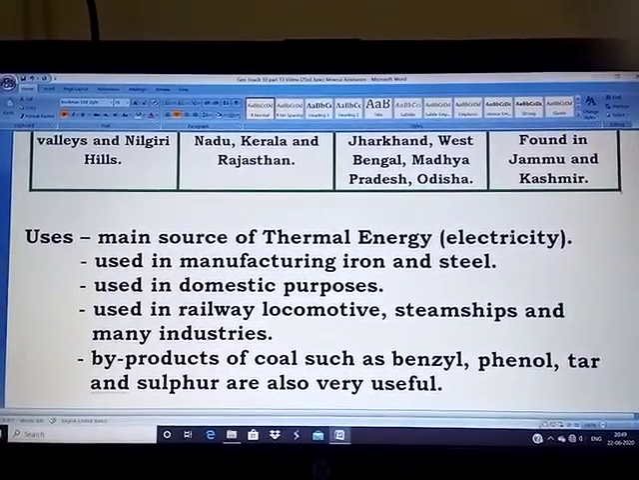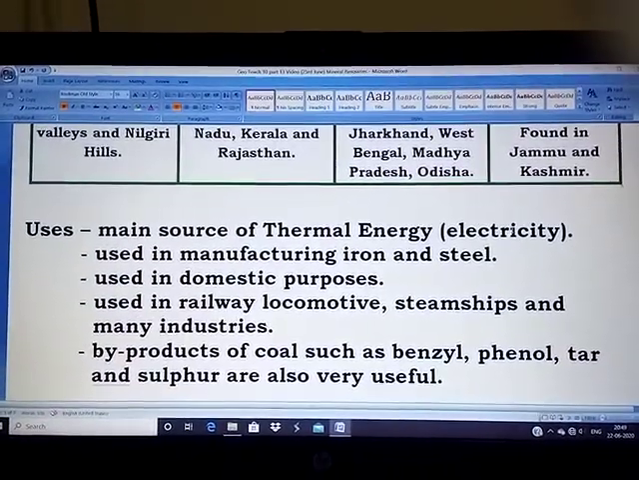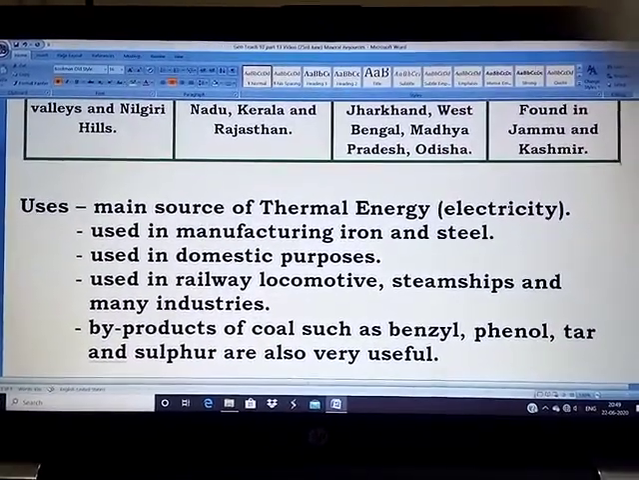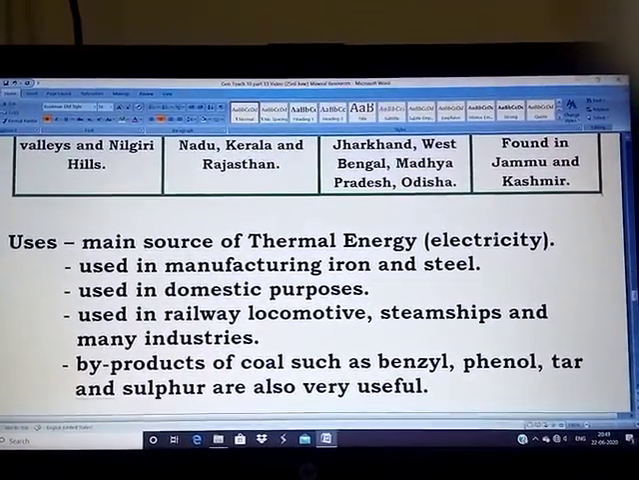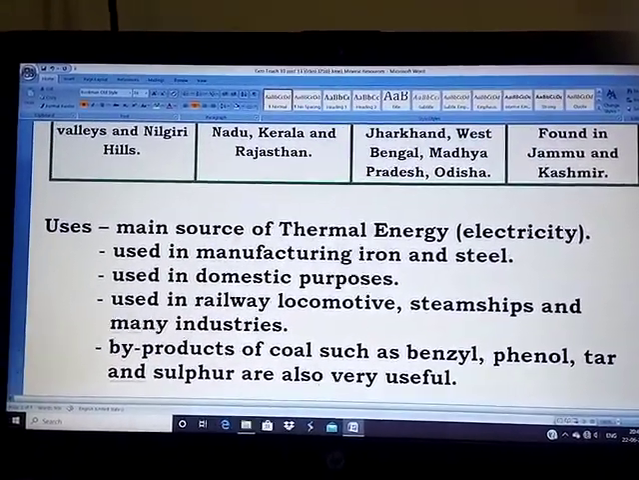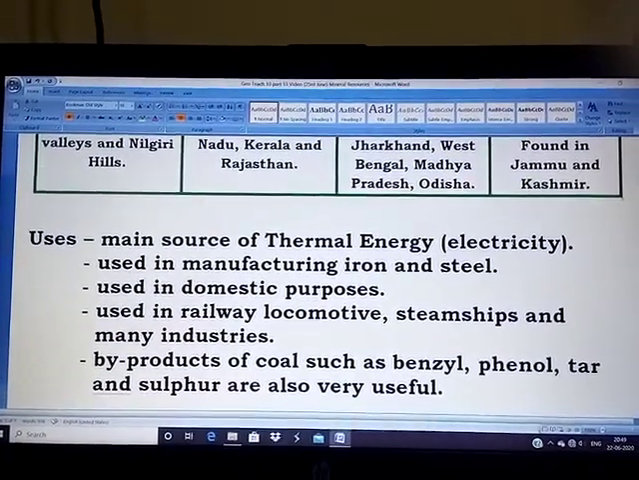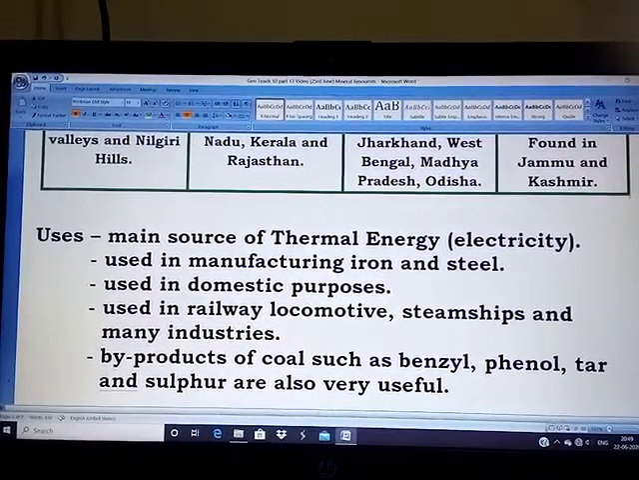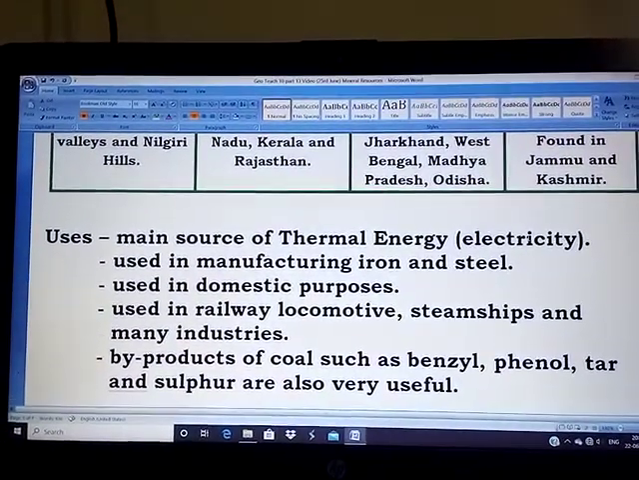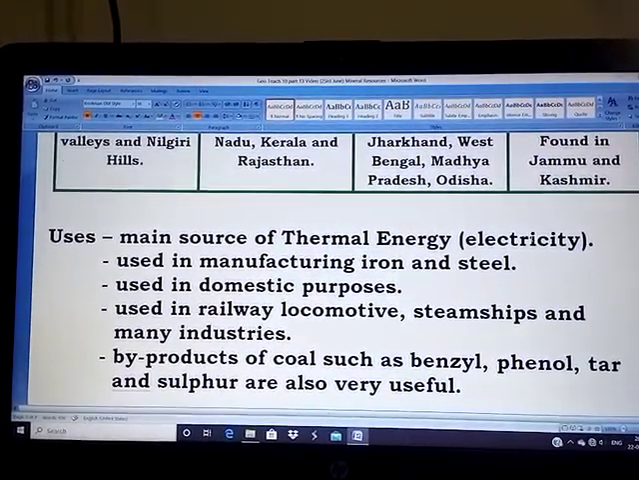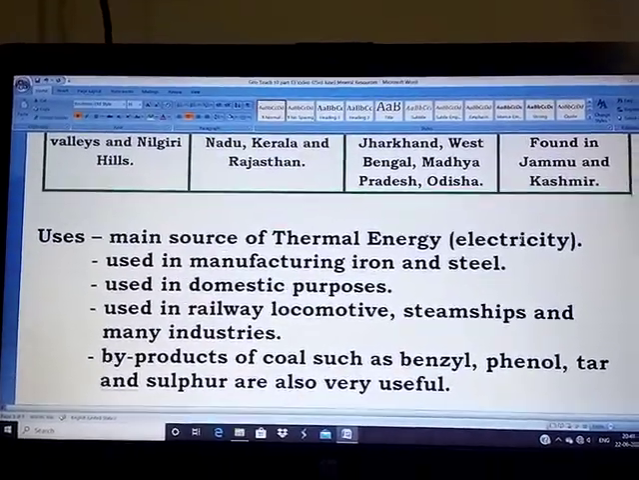It is used in manufacturing iron and steel. You know that coal is one of the major raw materials for iron and steel, because the ore has to melt. They need a huge amount of heat, and coal is used to produce the heat. So coal is used in the iron and steel industry. It is used in domestic purposes too, especially in the villages, for cooking and many other things.